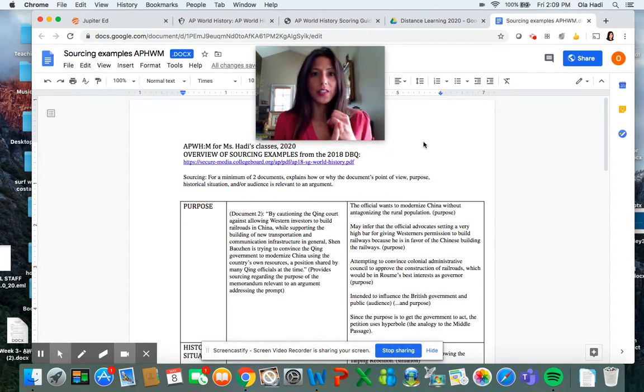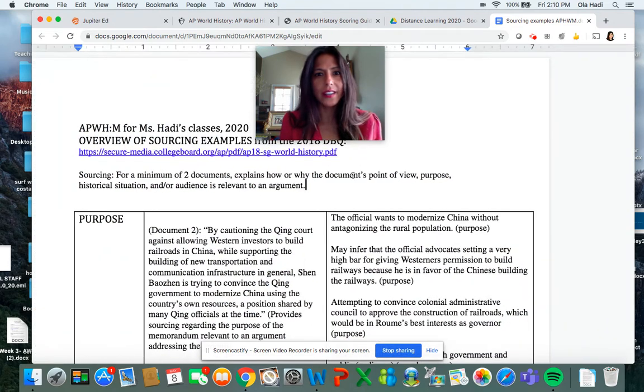So the P stands for analyzing the purpose of the document and how that affects the document. Or H, historical situation, which is a little bit narrower than historical context, but can be historical context. The I is intended audience, and the A is the author's point of view. And you'll see different variations of this. That's fine, whatever it takes for you to remember that you're going to need to be looking at the document's point of view, purpose, historical situation, and or audience.